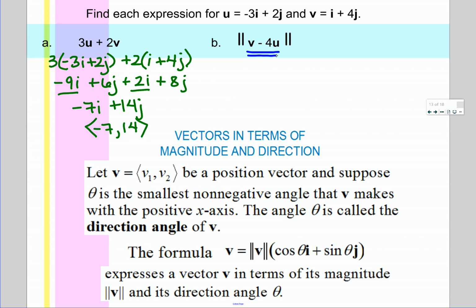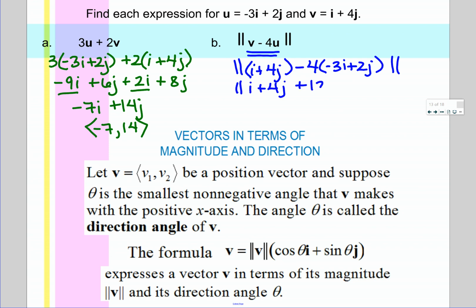All right, so I'm going to do the part on the inside. Vector v is I plus 4j minus 4 times vector u, negative 3i plus 2j. Okay, and I'll just bring my bars down on either side of that. I'm just going to simplify everything on the inside. I'm going to distribute first, get rid of my parentheses. So that would give me a 12i and a negative 8j.